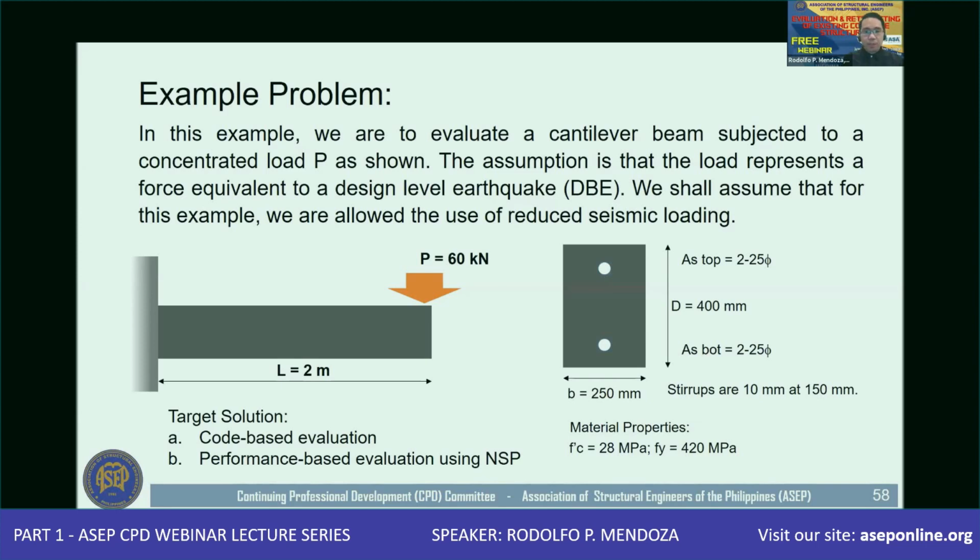So what we're going to do now is to evaluate this beam using a code-based assessment. That means we are allowed to use 75% of the load, and using performance-based assessment using nonlinear static analysis. So the target solution is a code-based evaluation using 75% of the load and a performance-based evaluation using nonlinear static analysis.